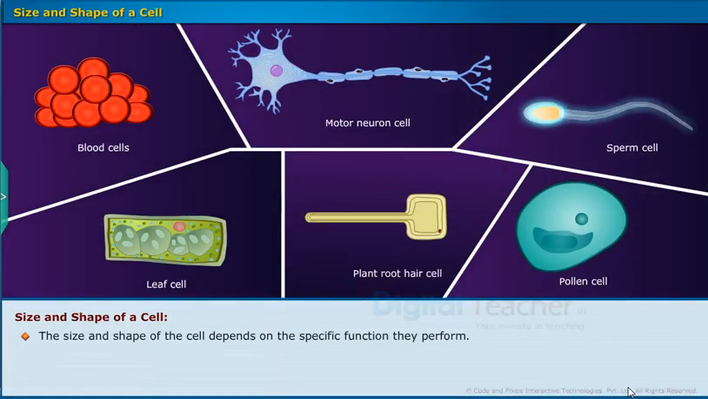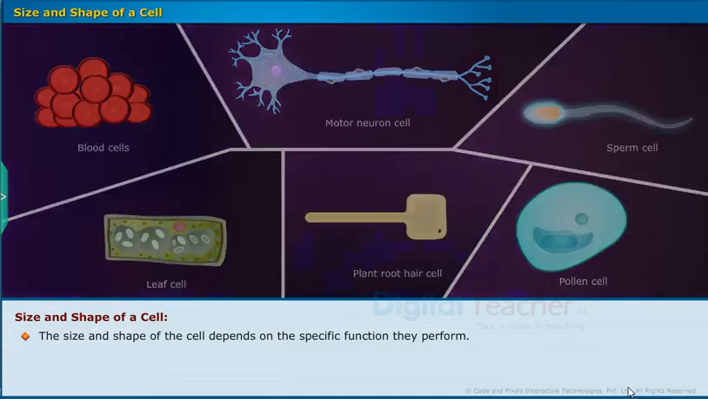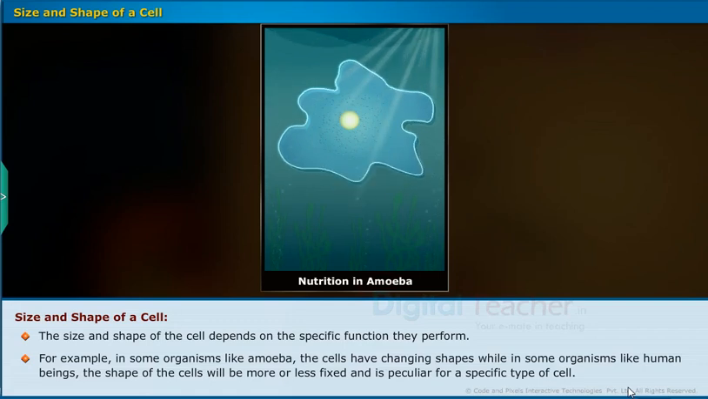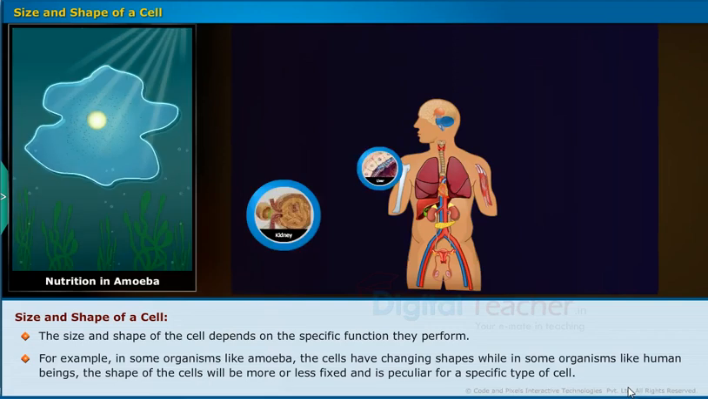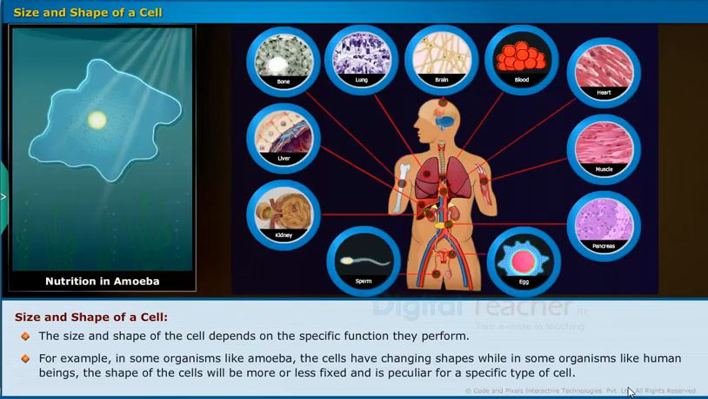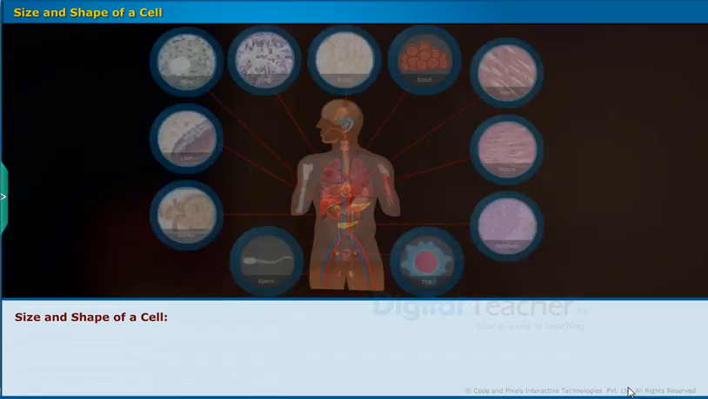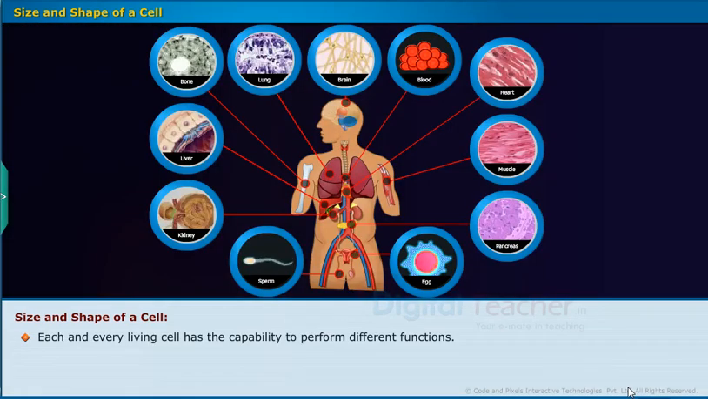The size and shape of the cell depends on the specific function they perform. For example, in some organisms like amoeba, the cells have changing shapes, while in some organisms like human beings, the shape of the cells will be more or less fixed and is peculiar for a specific type of cell. For example, nerve cells have a typical shape.